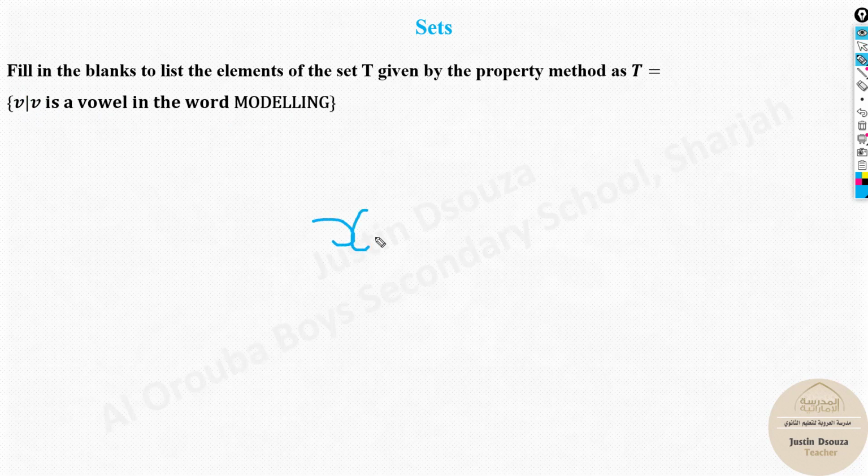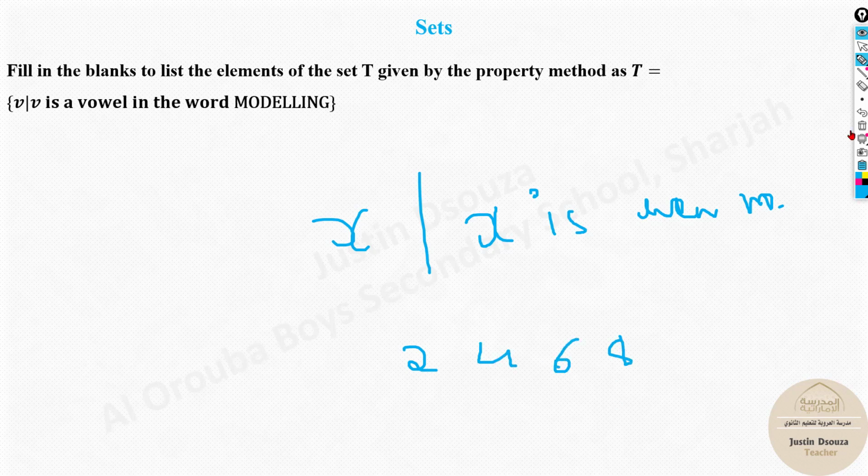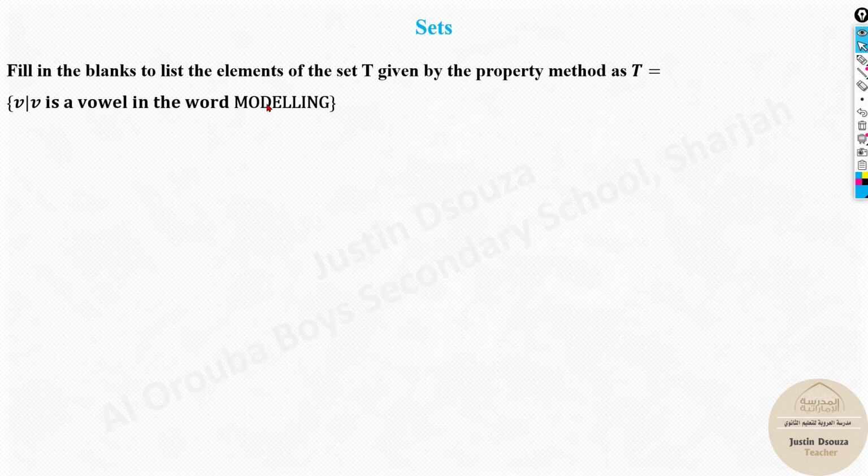Now if I write X, what is X? X is even numbers. Now it will be even numbers from 5 till less than 10. So it will be 2, 4, 6, 8. That's it. So that is the thing. Now this is just the explanation.